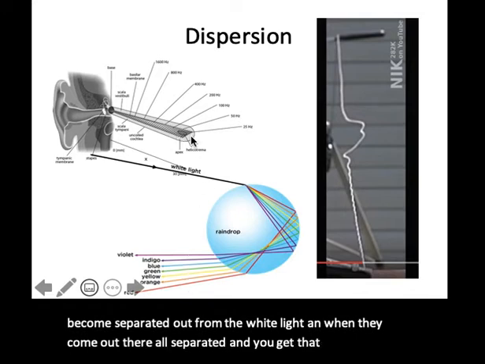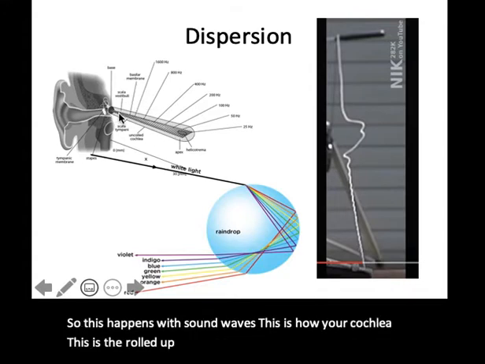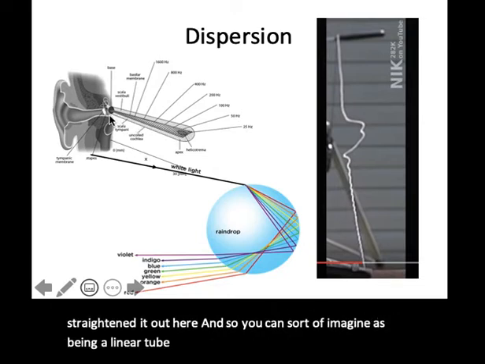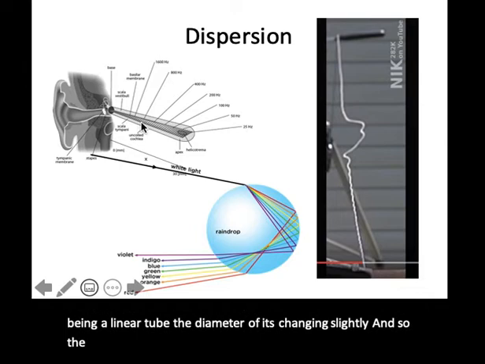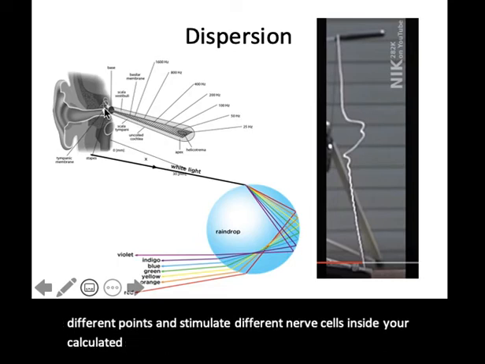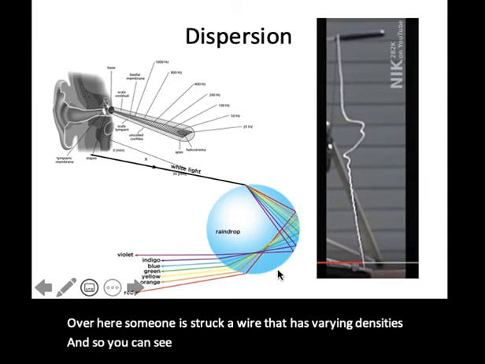So this happens with sound waves. This is how your cochlea works, this is the rolled up tube of fluid behind your eardrum. They've straightened it out here, and so you can sort of imagine it as being a linear tube. The diameter of it is changing slightly. And so the different frequencies that come in will actually fizzle out at different points and stimulate different nerve cells inside your cochlea at different points, right? And that's how the frequencies are separated. Over here, someone has struck a wire that has varying densities, and so you can see the frequencies get separated out here on that mechanical wave.